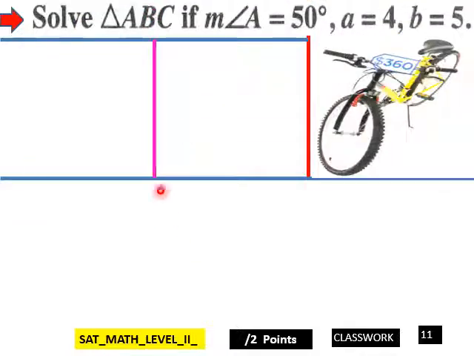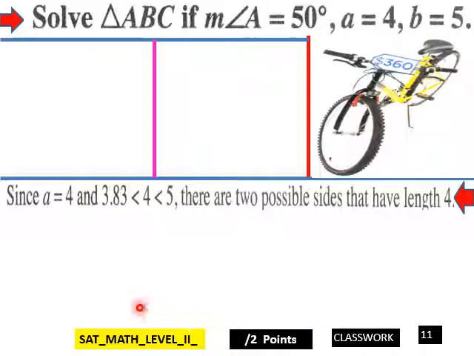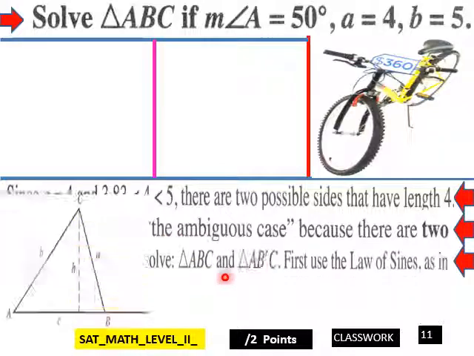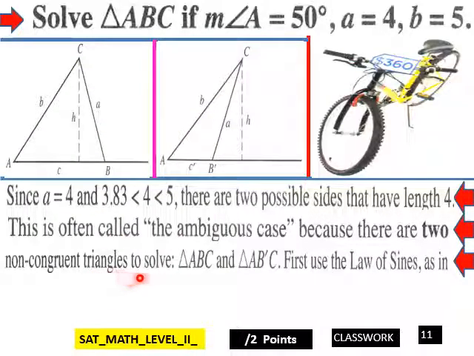So going into an example of this, if triangle ABC has a measure of A equals 50, a equals 4, b equals 5. So since a equals 4 and 3.83 is less than 4 is less than 5, there are two possible sides that have length 4. This is often called the ambiguous case because there are two non-congruent triangles to solve.